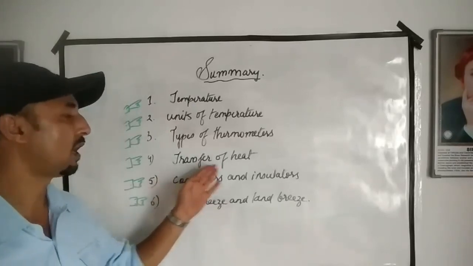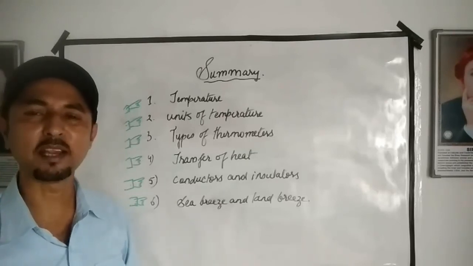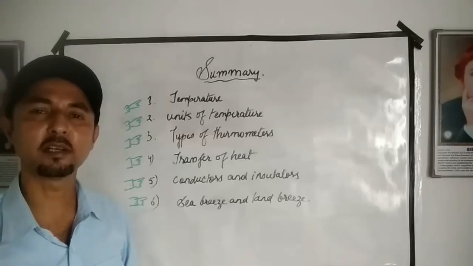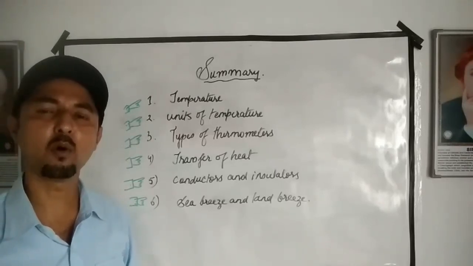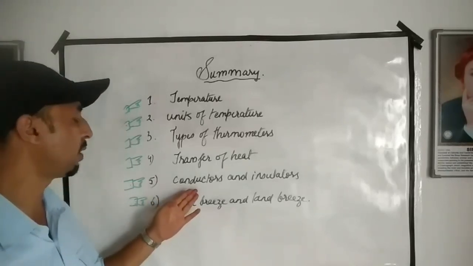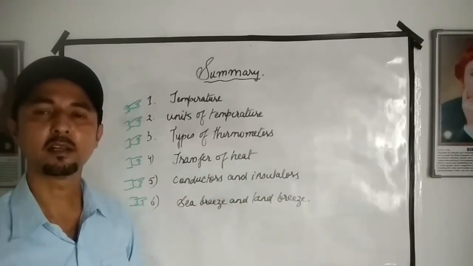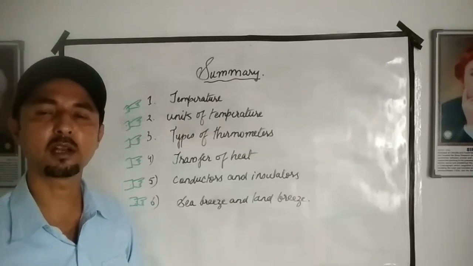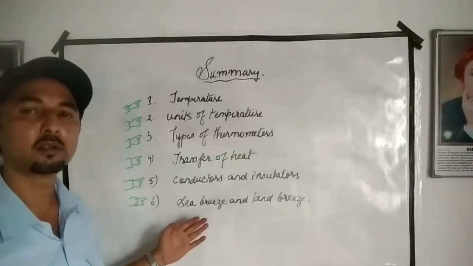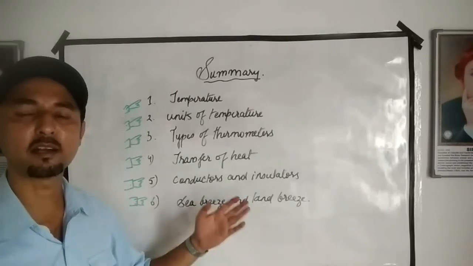We have also learned how heat is transferred by different ways: by the process of conduction in solids, convection in liquids, and radiation, where no medium is required for the transfer of heat. We have also learned about conductors and insulators, the materials which allow the transfer of heat, and those materials which do not allow the transfer of heat. And finally, we have learned about the phenomena of sea breeze and land breeze occurring in our environment.